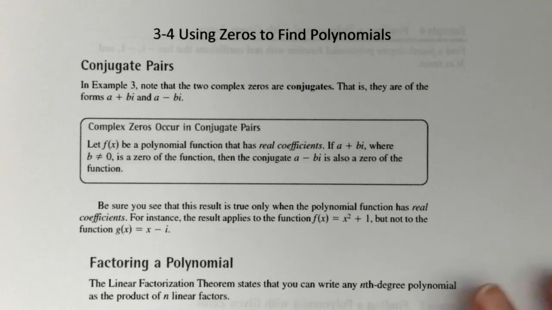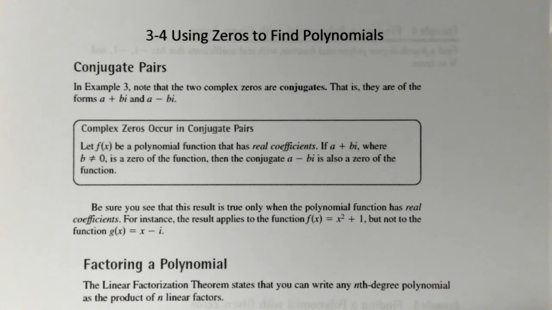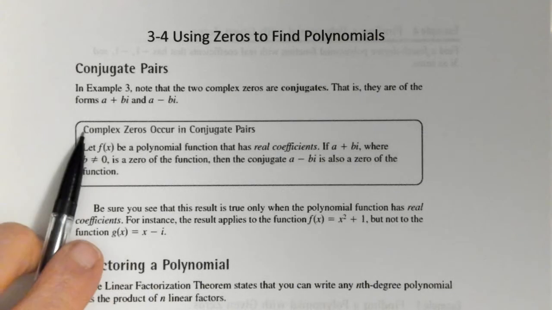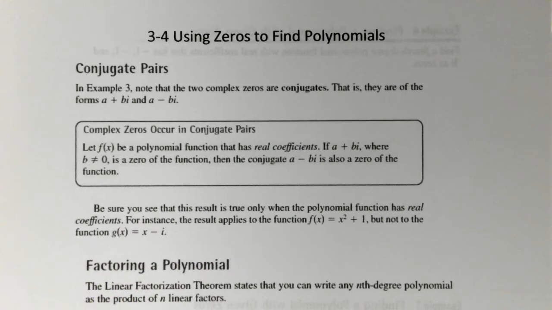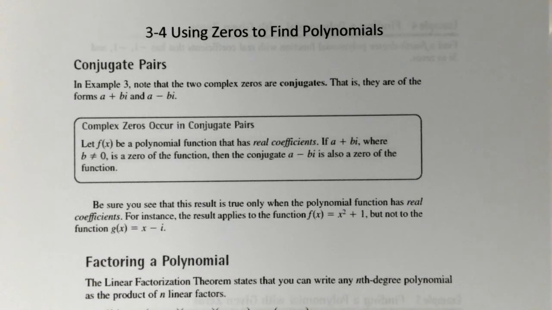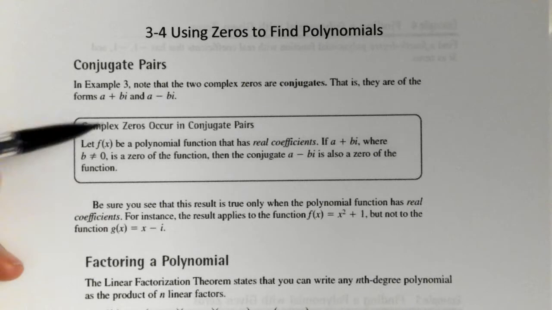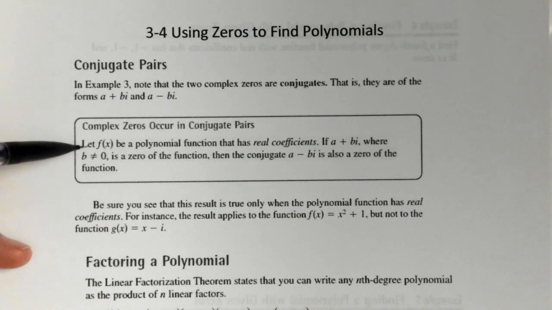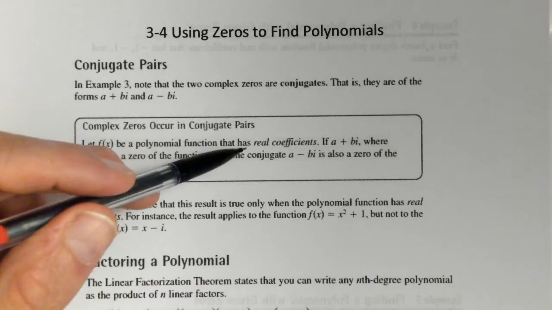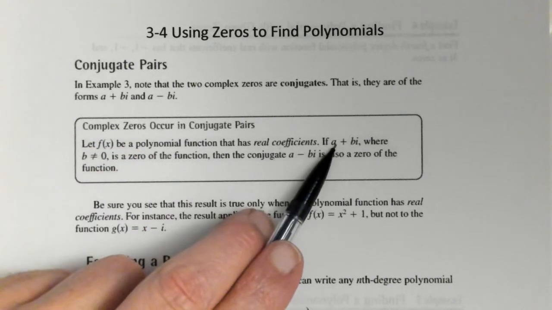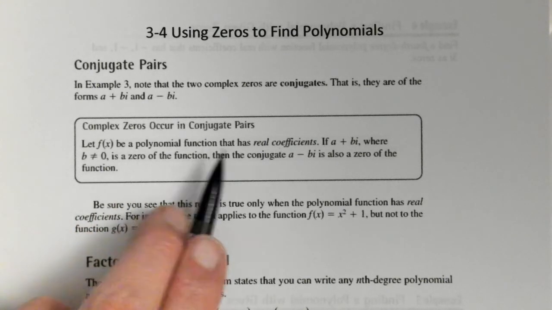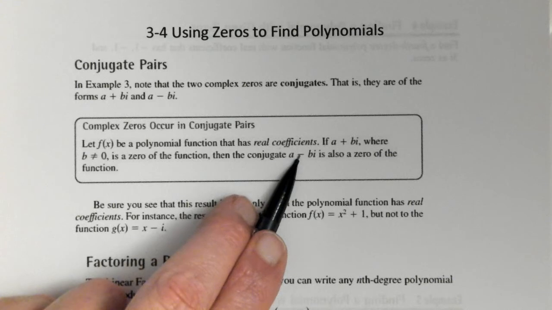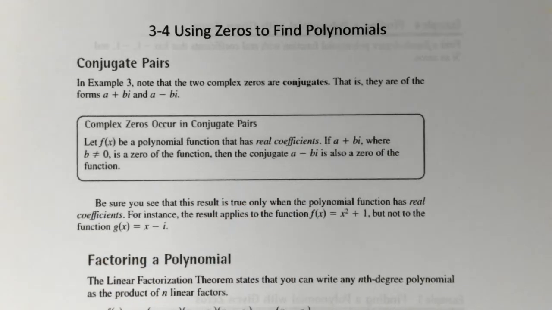All right, so now what are we looking at here in this particular section? There's a lot of information we need to go through. The first thing that we come to is the fact that complex zeros occur in conjugate pairs. All right, complex zeros occur in conjugate pairs. And so what we need to look at here is this statement. It says, let f of x be a polynomial function that has real coefficients. So if a plus bi, and of course the b part is not 0, is a 0 of the function, then the conjugate a minus bi is also a 0 of the function.